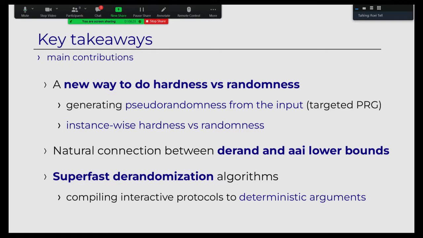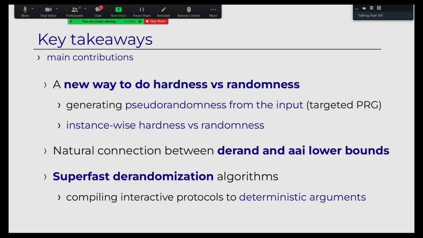Just wrapping up also the two talks, there's a new way to do hardness versus randomness, and new approaches and new ways of thinking using this targeted stuff. And we have lots of constructions in different settings. We generate pseudo randomness from the input instead of using classical PRGs in Nisan-Wigderson and stuff. And the hardness versus randomness in this new way is instance-wise. For each fixed input for which you have hardness, you get the randomness.